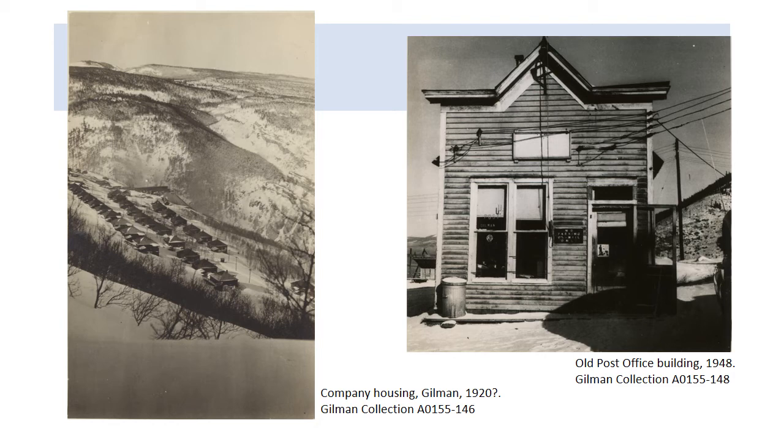So these are some photographs of the town of Gilman. On the left, you can see the rows of company housing built along the slope high above the gorge of the Eagle River, and get some idea what it was like to live in Gilman at that time. These are kind of iconic images. You can see these rows of houses in many of the photos in the Gilman collection. On the right is just a picture of the old post office building in 1948. It had been abandoned and it was waiting to be torn down.